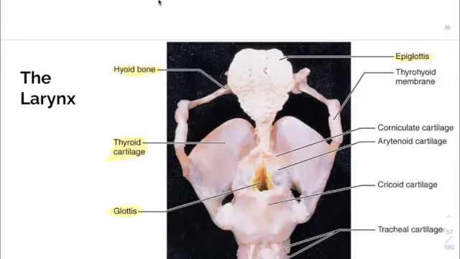Just below that opening is that cricoid cartilage, just like it's just below the thyroid cartilage. You notice that in the front, you can still see that it's below in the back. Then you start to see those tracheal rings. That tracheal cartilage helps to protect that trachea.